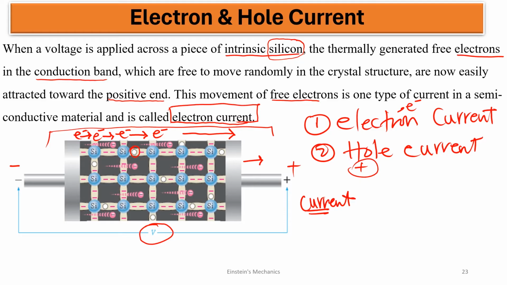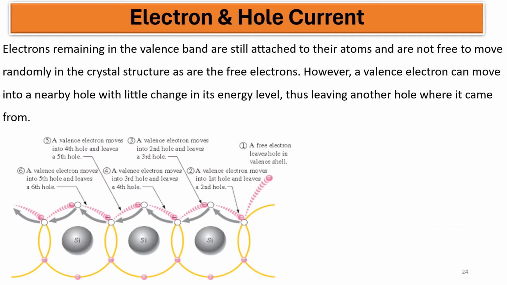So now let's also look at how the hole current is going to be created. Remember, this movement of electrons is in the conduction band. The electron current is created in the conduction band. Are we okay? Let's look at how the hole current is also created. Now, electrons remaining in the valence band are still attached to their atoms. So we know that once the electrons gain much energy, they escape from the valence band to the conduction band, leaving behind the less energetic electrons.